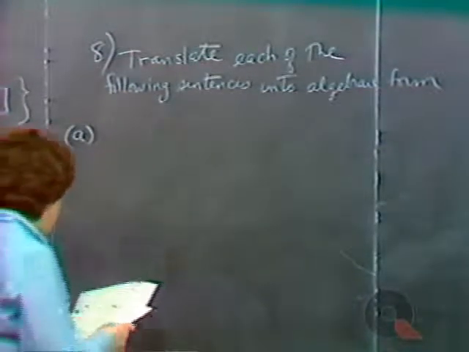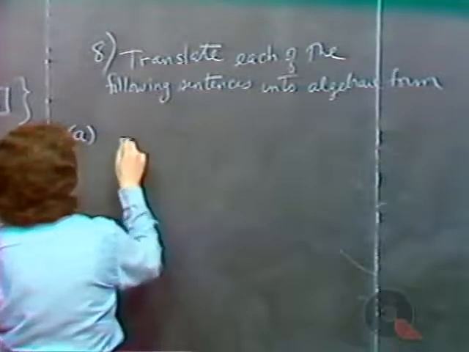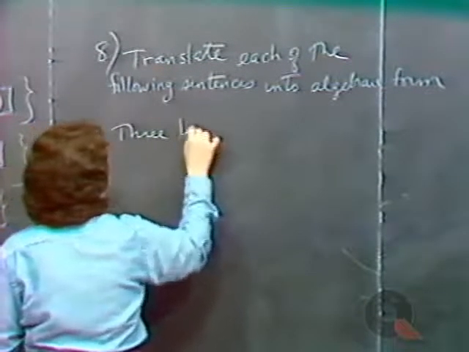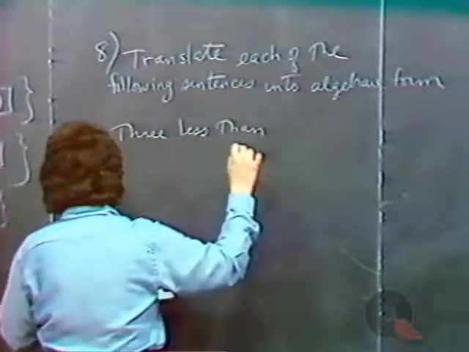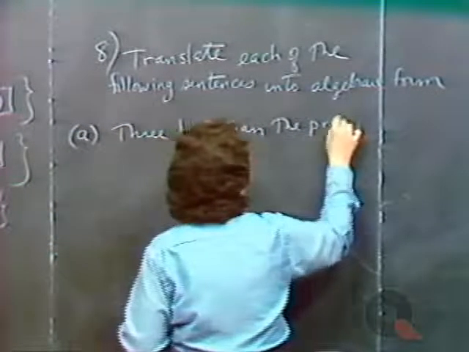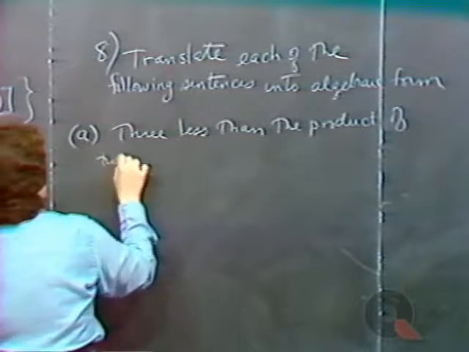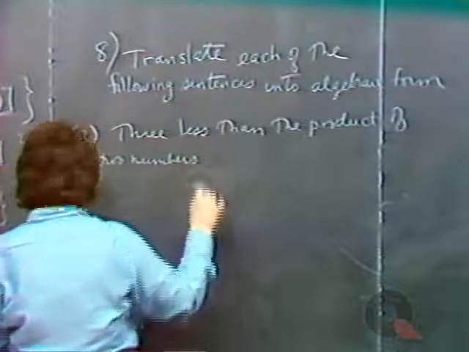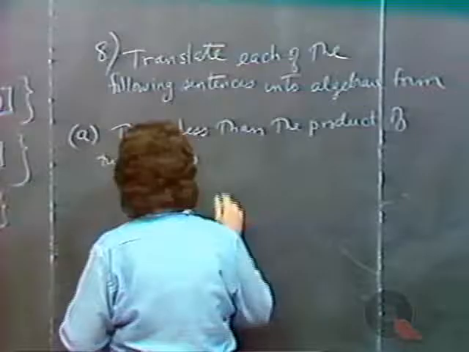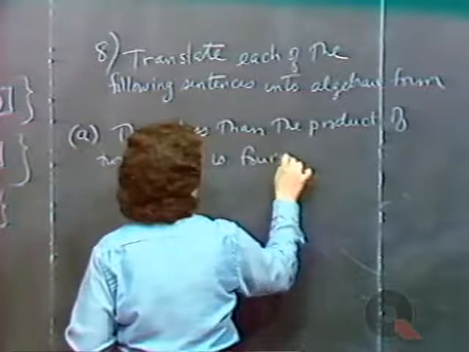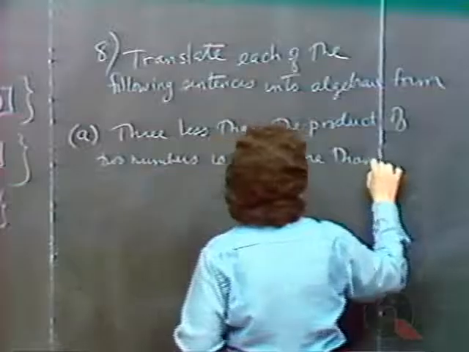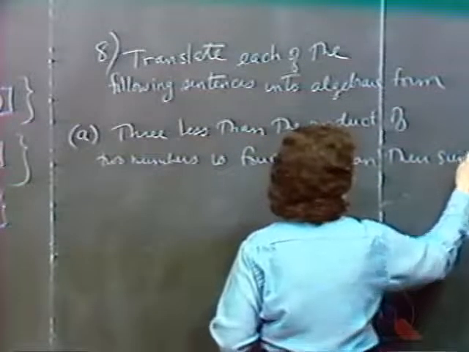In part A, we have the following sentence. Three less than the product of 2 numbers is 4 more than their sum.